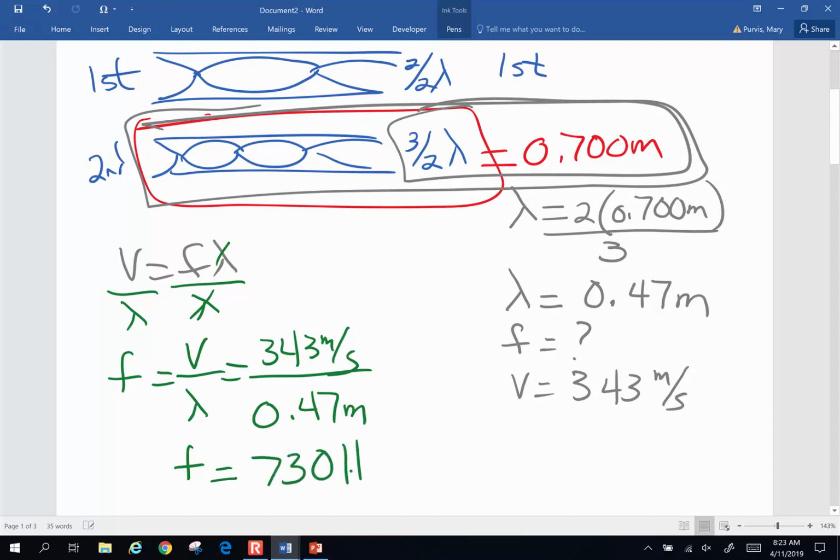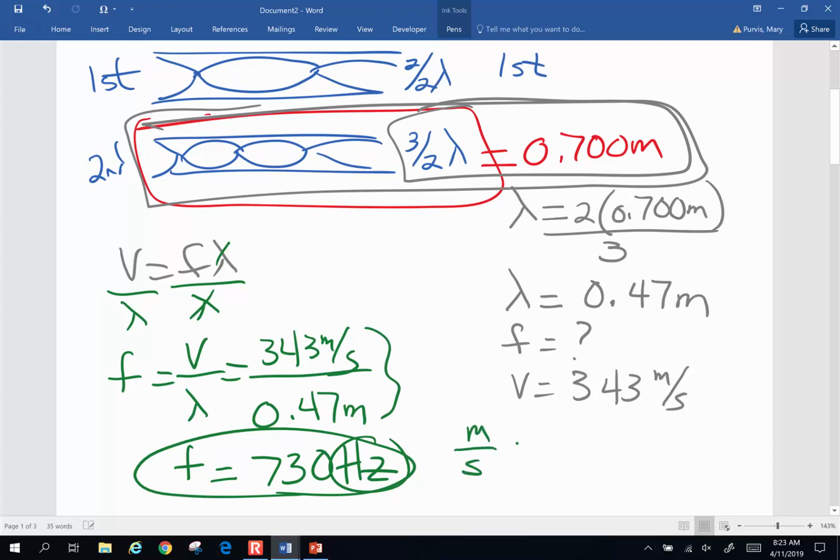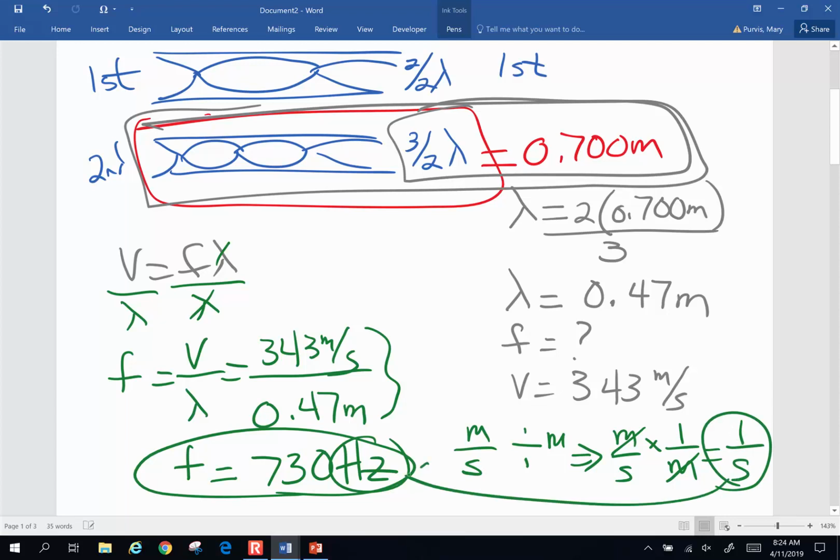And when I do the math, I end up with 730 hertz. Now, hertz is the unit we should have here. Where does hertz pop out of this mess? I have meters per second divided by meters. If you remember messing around with fractions, when you divide a fraction, invert and multiply. So this is times 1 over meters. Meters cancels. I have 1 over seconds, and 1 per second is a hertz.